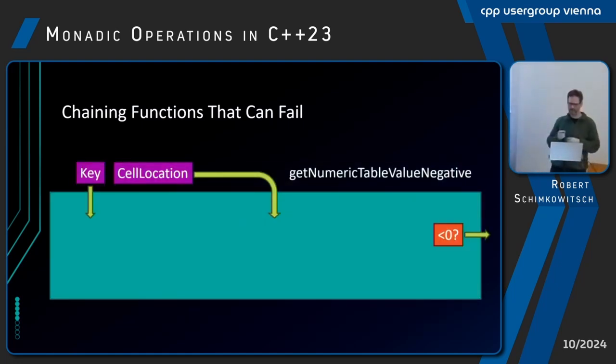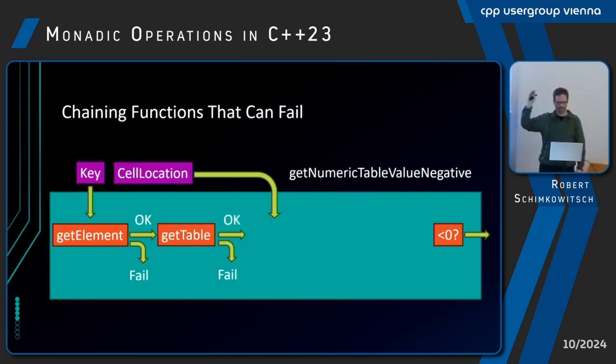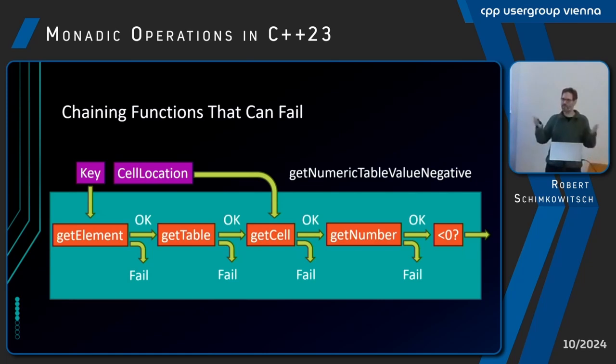And let's make a function that helps us do that. I call it getNumericTableValueNegative. This is our goal. And what could possibly go wrong? Well, the key could be invalid. It might not be a table. Maybe the cell location is out of bounds, and the content might not be a number. Then we have one stage which does not fail, at least not for the integer types we are using.